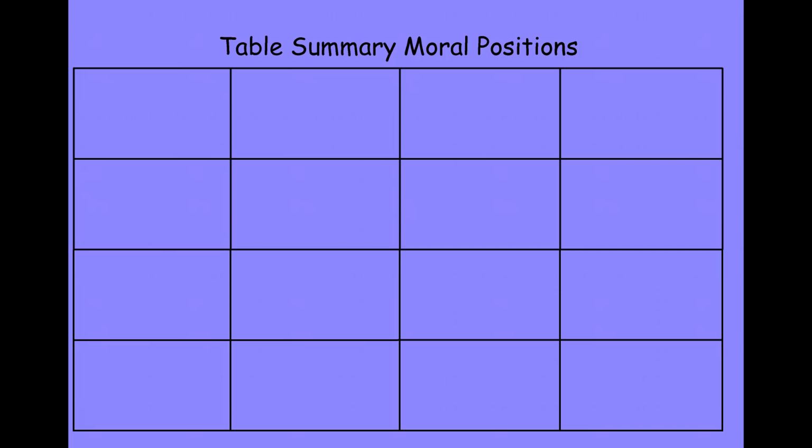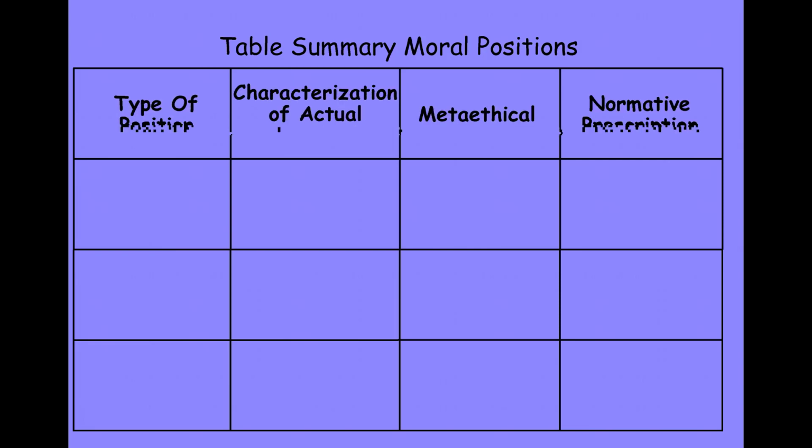All right, so it may seem like we've looked at a lot of positions and your head may be spinning a little bit. So let's take a moment and put them all into a table and summarize the positions and their relationships to one another. So along the top here, we'll have a type of position. So we have three kinds of positions that we talked about.